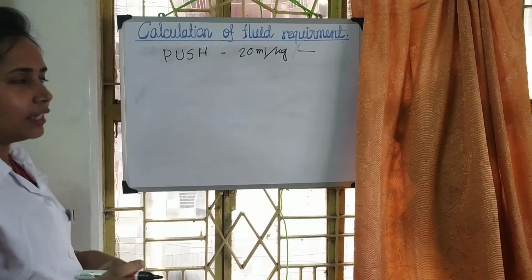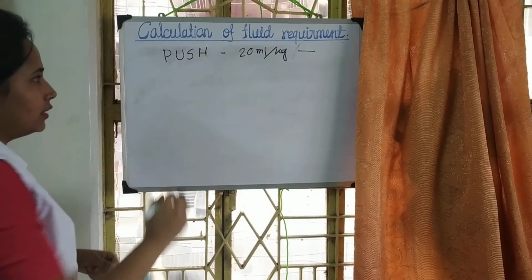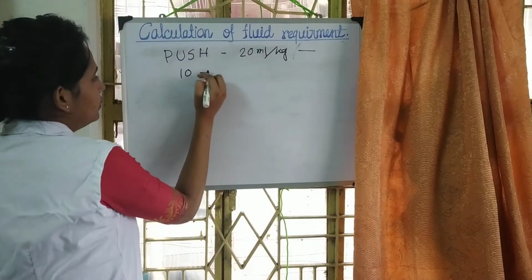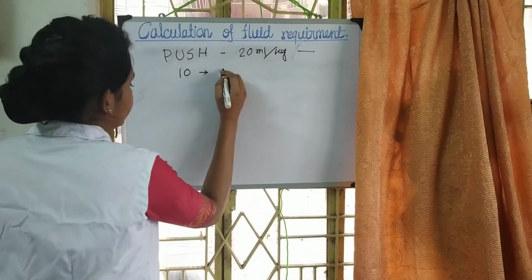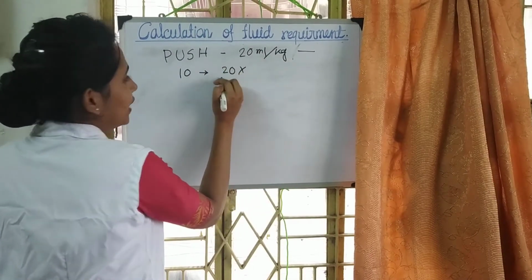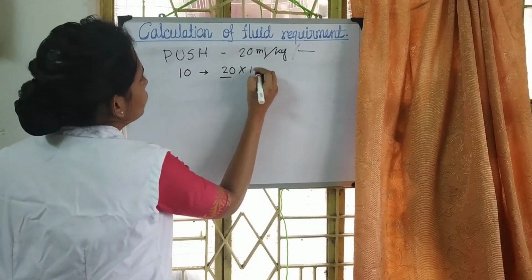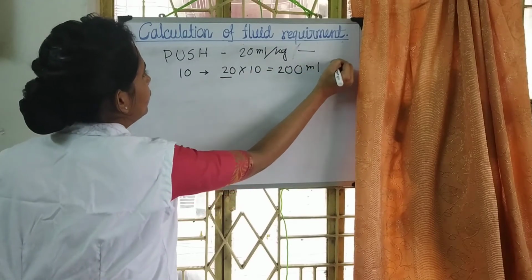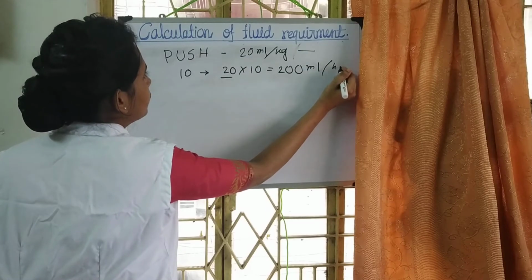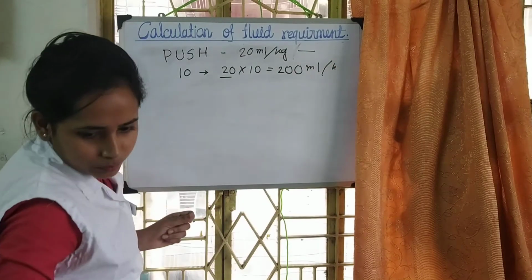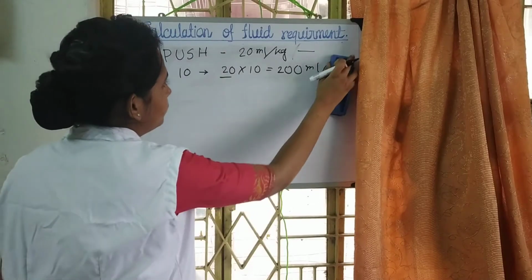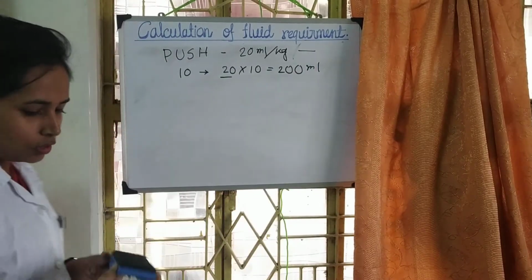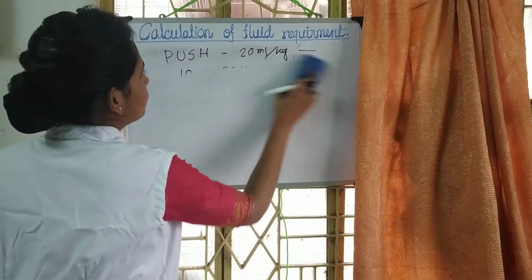For example, if the body weight of the patient is 10 kg, then the fluid requirement is 20 into 10, that is the formula, 20 into 10 is equal to 200 ml. So 200 ml is given. Okay, so let it be.